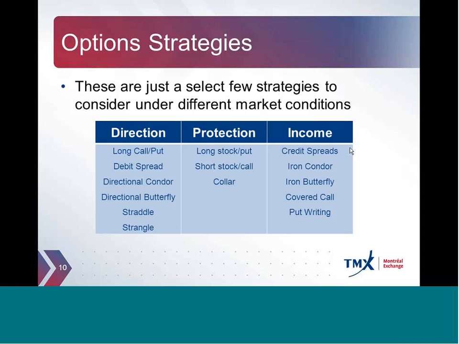Protection: we could go long the stock and buy a put option as protection. If we are short the stock, so if we wanted to take a bearish stance on the stock, we could sell the stock short and purchase a call option for protection, or we could utilize a collar strategy, which is long the stock, sell a call, which would be the traditional covered call strategy, and use that call premium to purchase a put option. And then finally for income: credit spreads, iron condors, iron butterflies, covered calls, and put writing.